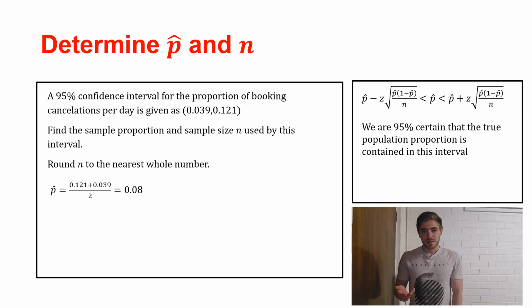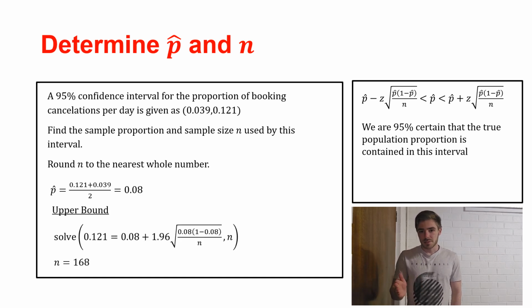Once we have p hat, all we're going to do is sub in all of the values that we know into the confidence interval equation. We've actually got two choices here. We can use either the upper bound or the lower bound. If you choose the upper bound, it's going to be p hat plus 1.96 standard deviations. And if you choose a lower bound, it's going to be p hat minus 1.96 standard deviations.